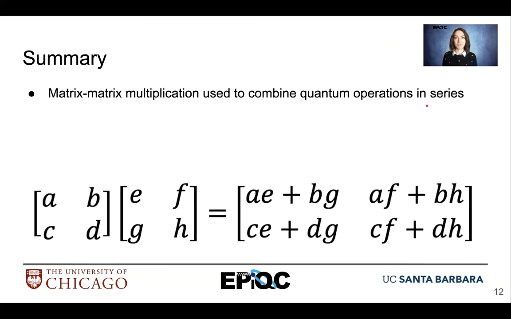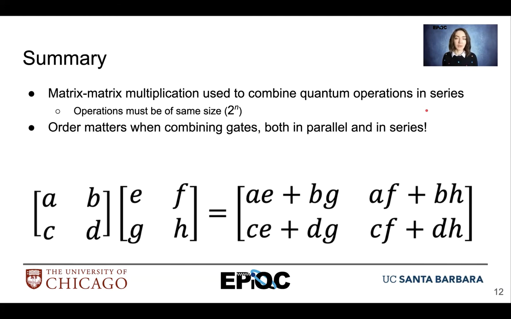To summarize, matrix-matrix multiplication is used to combine quantum operations in series. Operations must be of same size in order to do our multiplication, so 2^n, where n is the number of qubits transformed. And order matters whenever you're combining gates, and that's for both in parallel and in series.